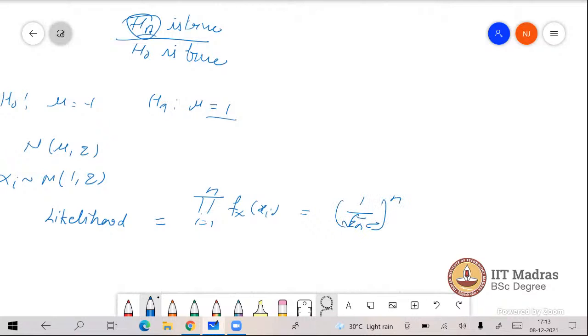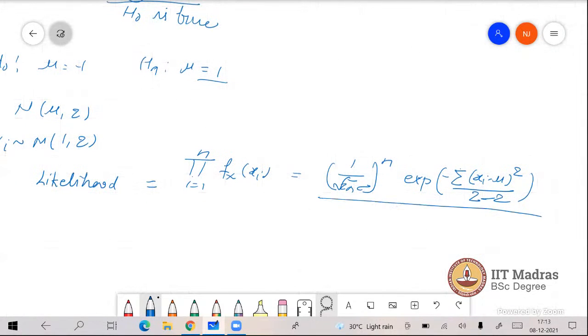right? Yes, sir. To the power n, and e raised to the power minus summation, xi minus mu whole square upon 2 sigma square. Okay. And if I define the likelihood ratio, this is the likelihood when Ha is true, and the likelihood when H naught is true, right?